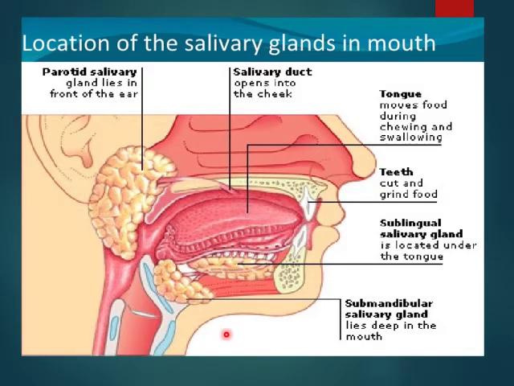Now the location of the salivary glands in the mouth. There are three different locations of the salivary glands, 1, 2 and 3, in the mouth, and these are the teeth. This is the tongue. Now I will tell you the explanation in the next slide.